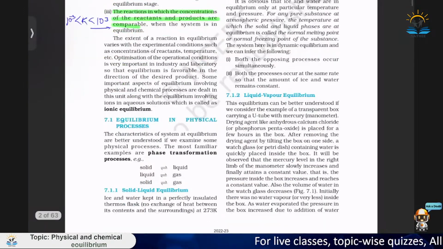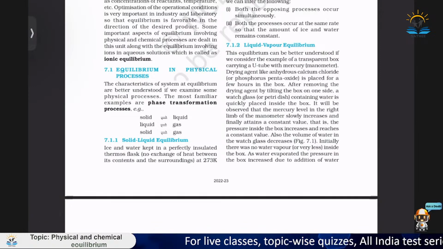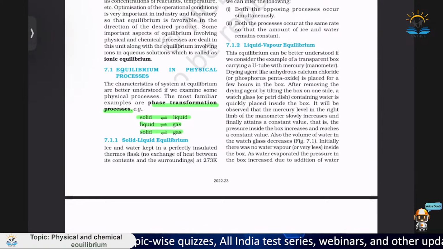Okay, ionic equilibrium we'll cover in the next class, but let's start with physical equilibrium. The best example of physical equilibrium is phase transformation reactions. For example, solid to liquid, liquid to gas, and solid to gas.